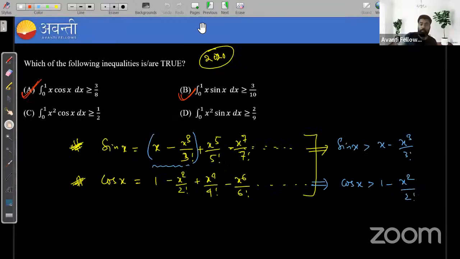What is given? x square cos x greater than or equal to 1 by 2. Take option C: the integral from 0 to 1 of x square cos x dx, which is greater than or equal to 1 by 2. This we need to verify.